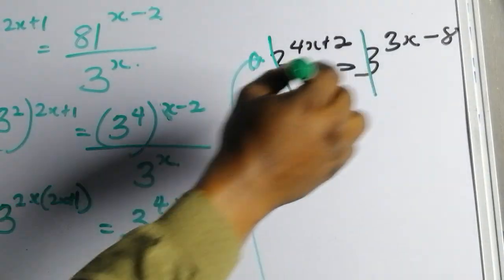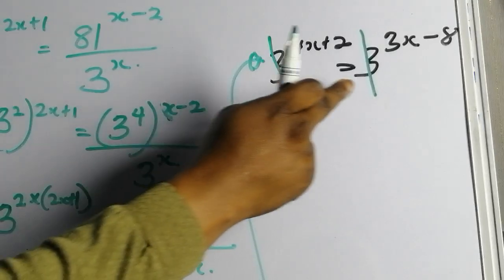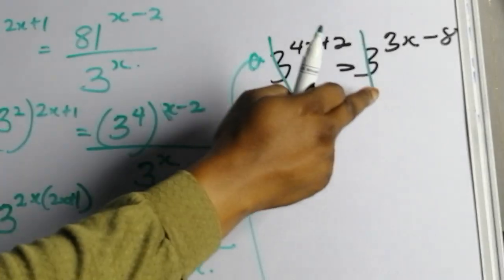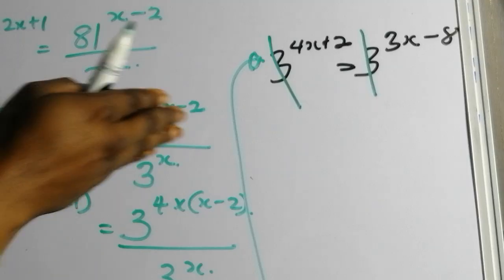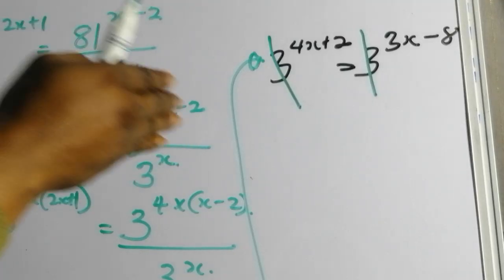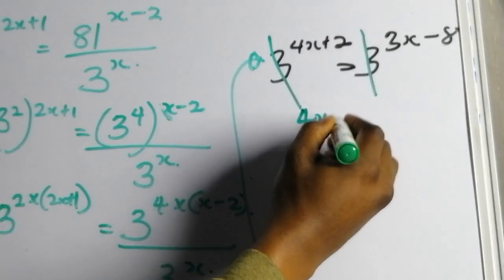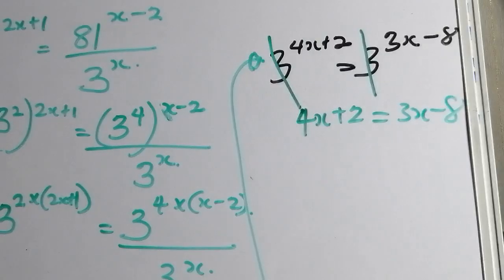That is the condition under exponential equation in indices. The base must be the same before you can cancel out. You can either cancel out the base, or you can cancel out the power if they are the same, if you're looking for the base. But in this case, we are looking for the power. That is why we are canceling out the base. So you bring down the power. This is 4x plus 2 equals 3x minus 8.